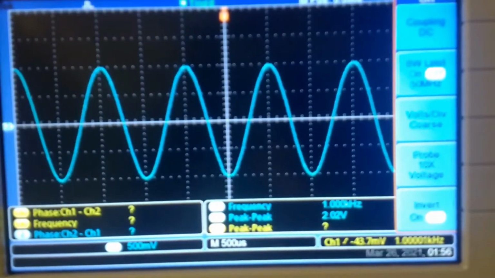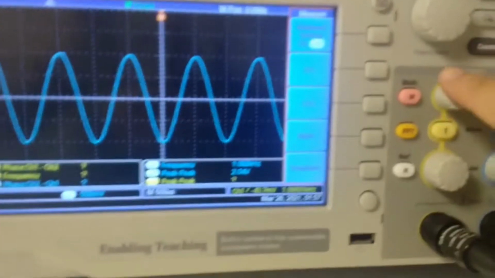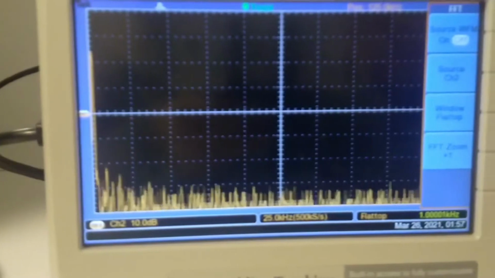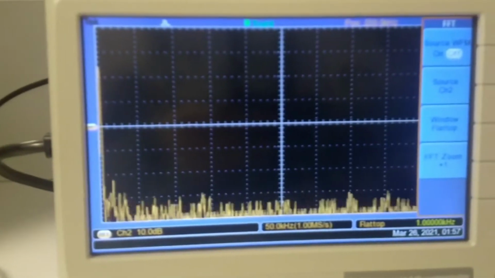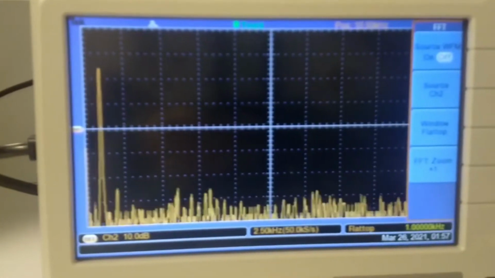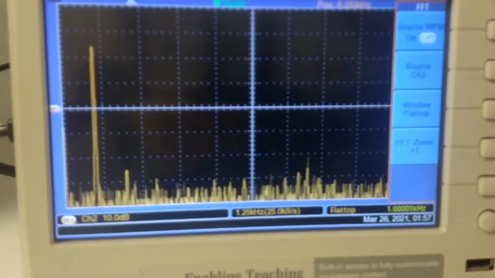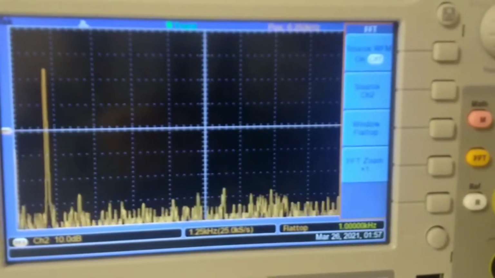The frequency is set at 1 kHz with peak to peak amplitude 2 volts. Press FFT to see the frequency domain. You can use the scale knob to adjust the sampling rate of the oscilloscope, and make sure the sampling rate is more than twice the frequency of the signal.